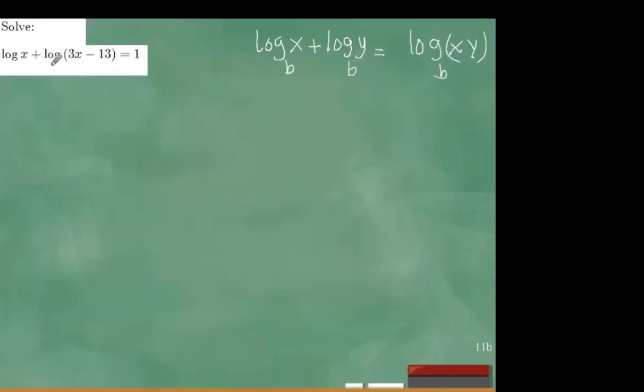So in this case, there's no base. It means my base is 10. So I can combine this to log of x times 3x minus 13 equal to 1. So my base is 10. To eliminate that log, I need to rewrite this as its exponential function.